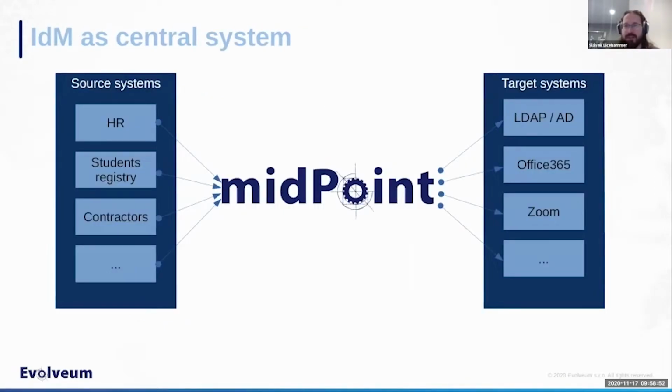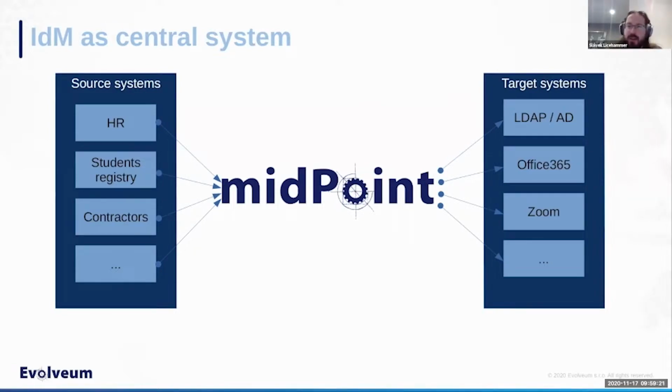The first principle that I already mentioned is having identity management as a central system. So take all your source systems and get the data to the central place, and the same for the target systems. So you have identity management really in the middle, having all the data required, and the rest is just about the integration, which takes time, but eventually is definitely worth it.